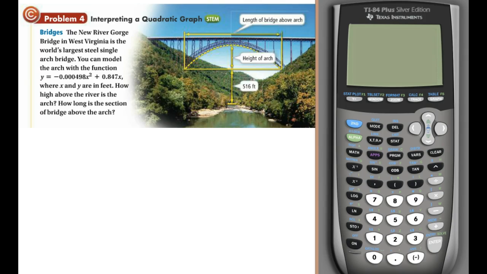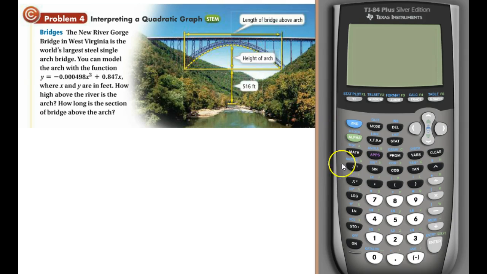How high above the river is the arch? How high or how long is the section of the bridge above the arch? So you can see right here, we have the distance between the base of the arch and the ground, which is 516 feet. That will help us figure out how high above the river is the arch. The length of the bridge above the arch is this distance right here that we'll be finding as well.